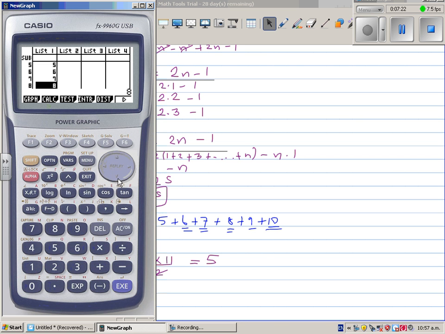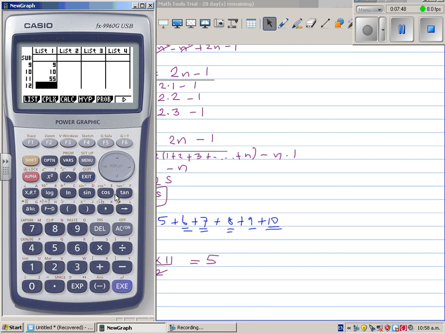Now if you scroll down, I can go option, list, and then if you press F6 and press sum, and then again go option, list, list 1, it'll give me the total, 55 there. So there we go. This is the total from 1 to 10.